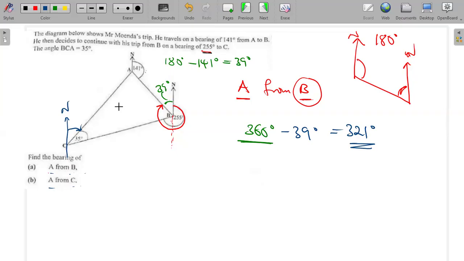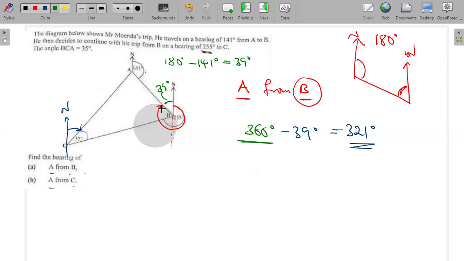Okay, so now how are we going to find this angle here? How are we going to find this angle there? So to find this angle, we've been given there's 35 degrees here inside, and what we can do is we can find this part. So remember what?